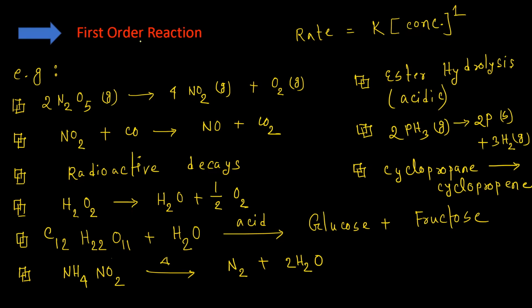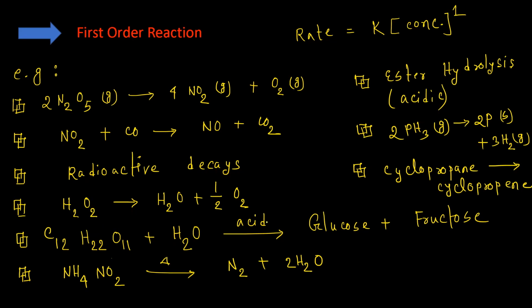Some examples of first order reactions are decomposition of nitrogen pentoxide into nitrogen dioxide and oxygen. Reaction between nitrogen dioxide and carbon monoxide gives us nitric oxide and carbon dioxide. All kinds of radioactive decays will follow first order kinetics. Decomposition of hydrogen peroxide into water and oxygen.